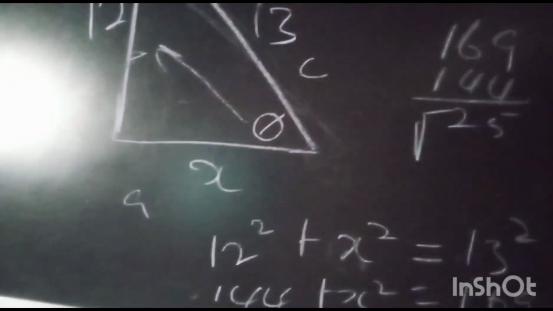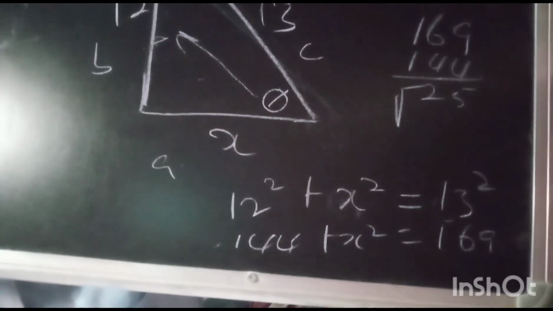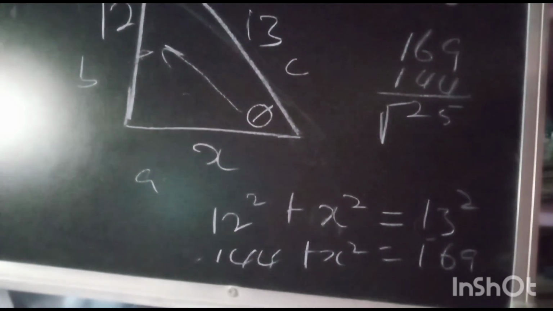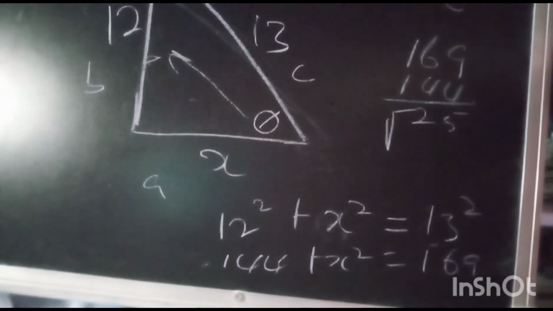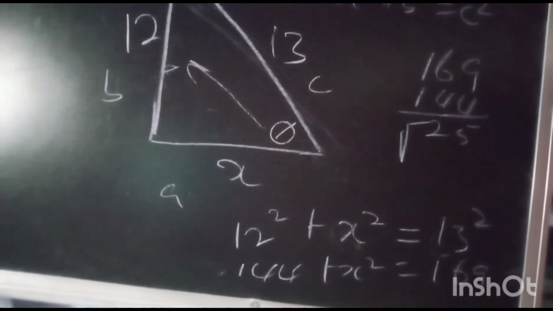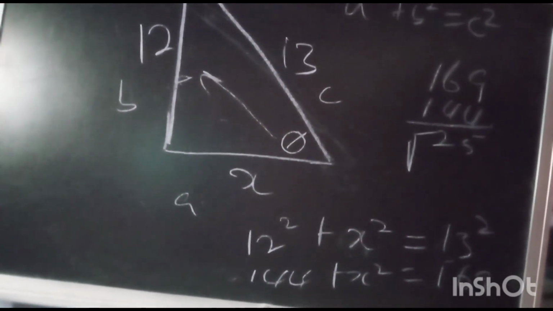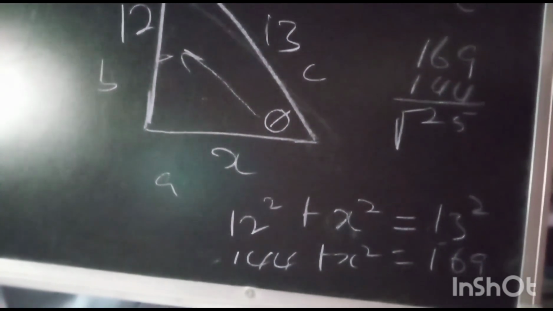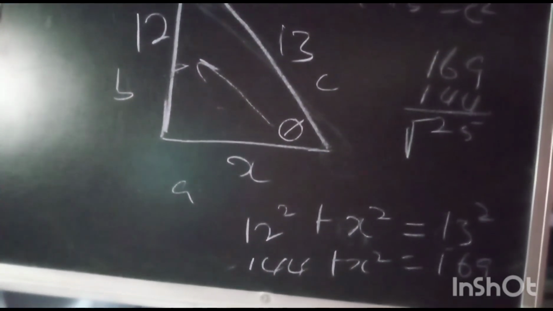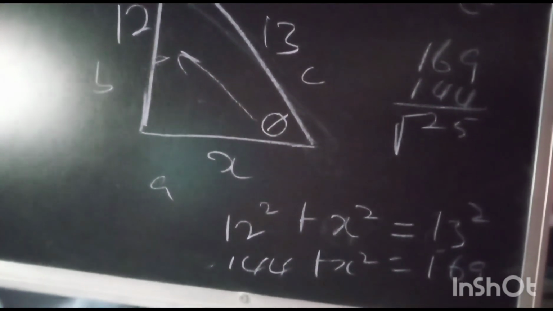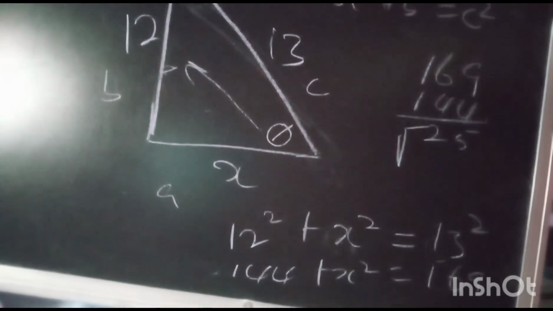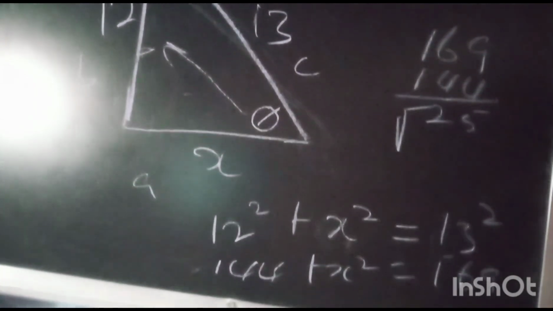You can see what I've written down there. You can see 12 squared plus x squared is equal to 13 squared. 13 is the hypotenuse, and x is the adjacent to that angle theta. And then we have 12. Now 12 is the opposite, right? Then I've squared 12, which is 144, plus x squared, which is the adjacent, a, and it's equal to c squared, which is 13, which gives 169 down there.